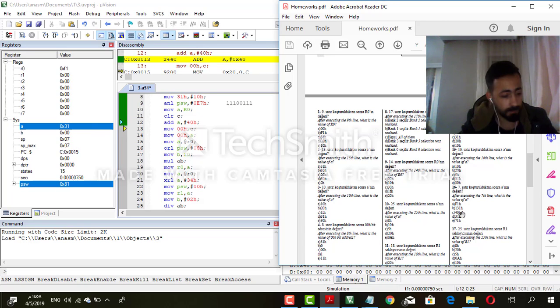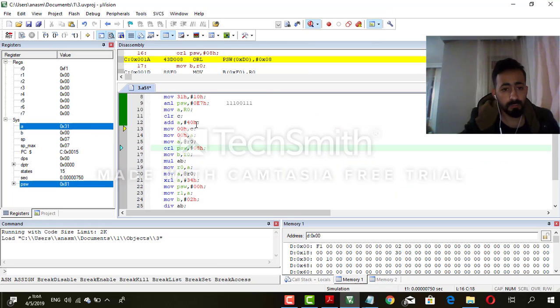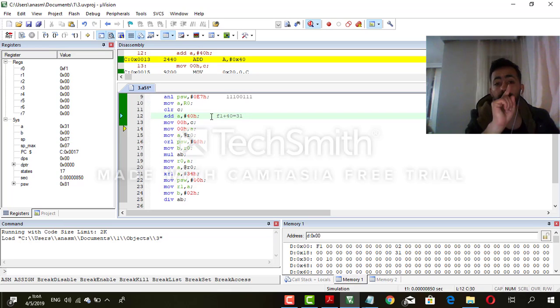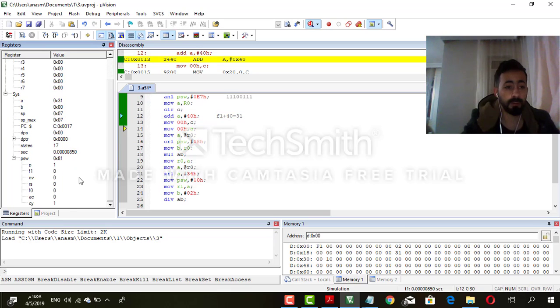So we will complete in the next step. In the next step, they will give the carry flag, or oh no, there is something also in this step. The result of adding F1 plus 40, the answer is 31, and there is also one, it will be the carry flag here. The carry flag will be 1.